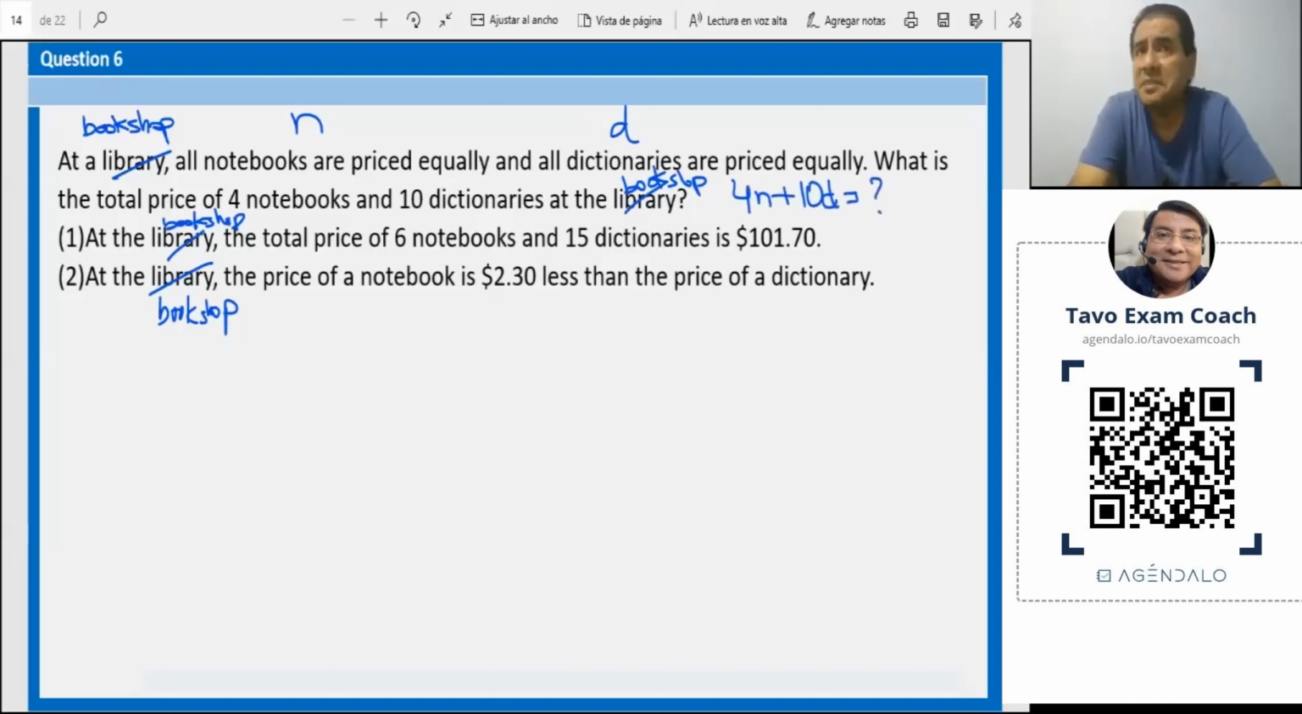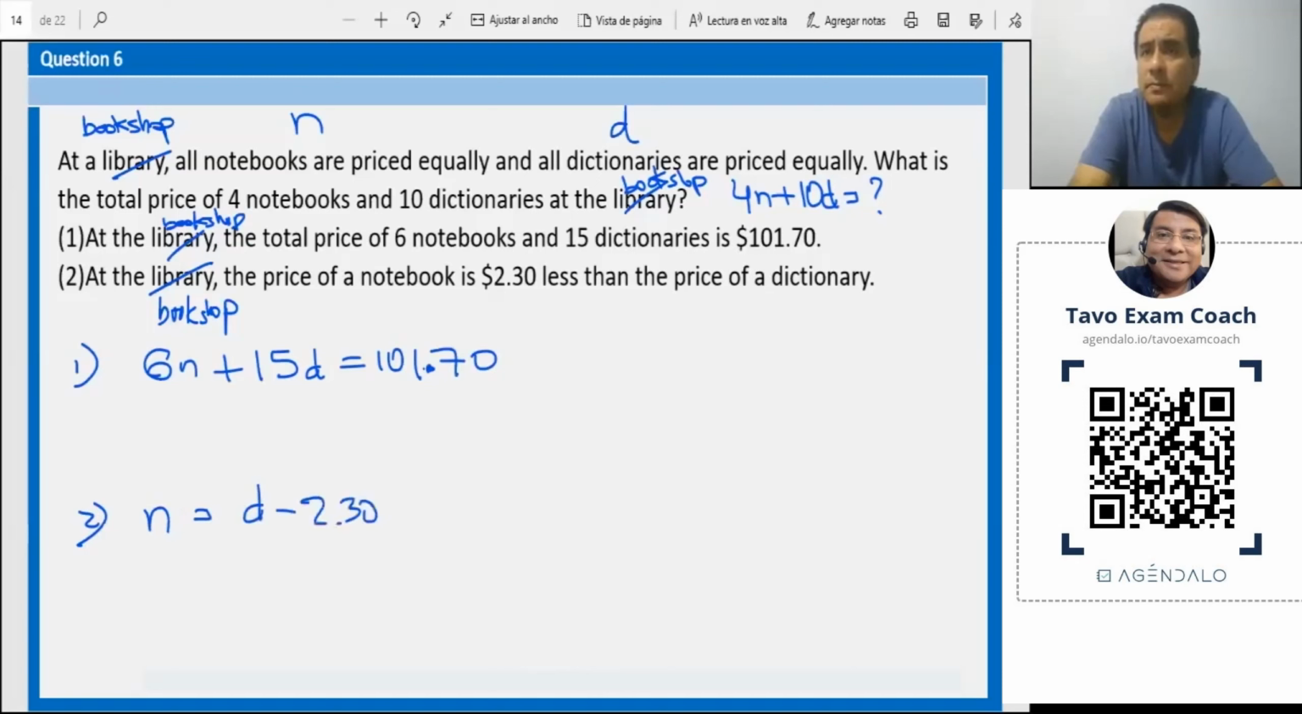So let's see statement 1. It says at the library, the total price of 6 notebooks plus 15 dictionaries equals 101.70. And statement 2 says that the price of a notebook is $2.30 less than the price of a dictionary. So that means the price of a dictionary taken away 2.30.